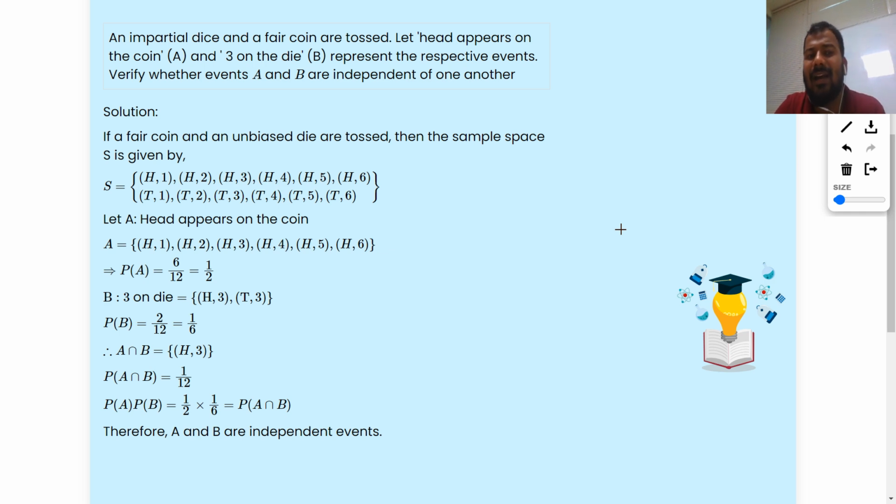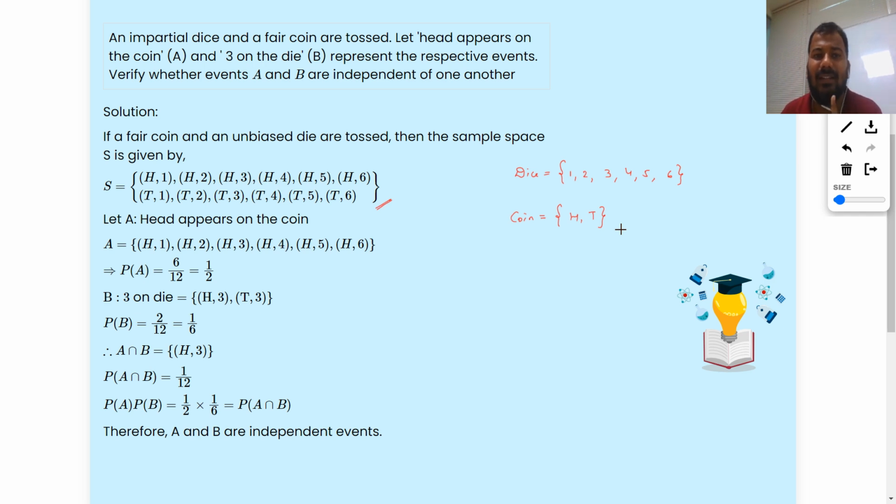Now if a fair coin and an unbiased die are tossed, the sample space can be given as follows. First, the sample space for a die. If you roll a die, you're going to get 1, 2, 3, 4, 5 and 6. And if you flip a coin, you're going to get head or tail. Now if you roll a die and toss a coin, you're going to get a combination of these, that is H1, 2, 3, 4, 5, 6, T1, 2, 3, 4, 5, 6. This will be our sample space.